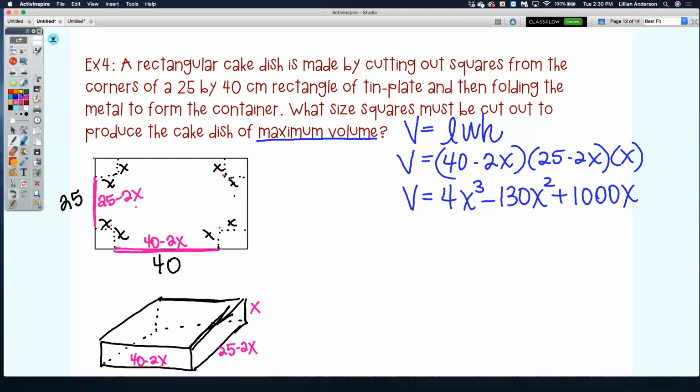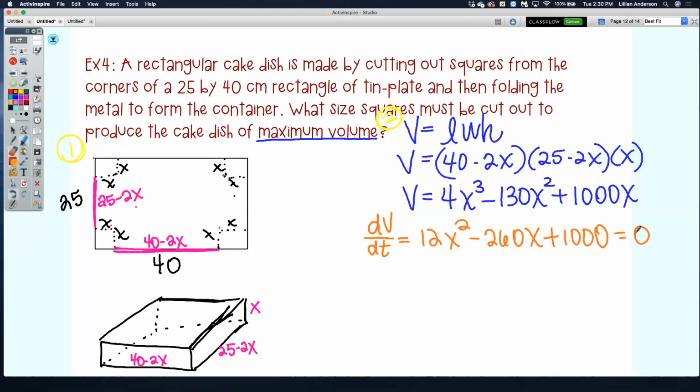So we have step 1, draw a diagram to help us visualize this. Step 2, create the formula that needs to be optimized. It said maximum volume, so that's the one that needed to be optimized. So now we'll do step 3. This is when we'll take the derivative and set it equal to 0. So the derivative of this will be 12x squared minus 260x plus 1,000. And we're going to set this equal to 0.